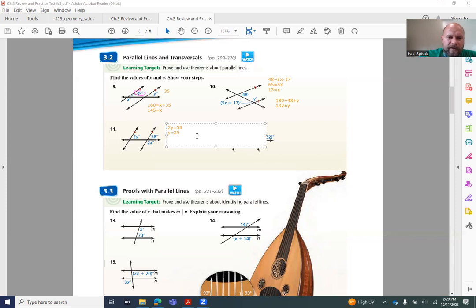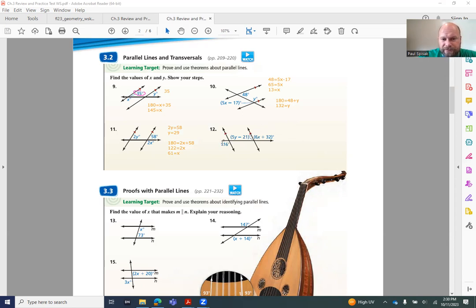Then we're going to do the same thing for the X value. So for the X value, this time, the 2X and the 58, those are going to be supplementary. So we're going to say 180 equals 2X plus 58. So then we can subtract the 58 from both sides. That'll bring us down to 122 is equal to 2X. And then we got to get rid of the 2 by dividing by 2. So 122 divided by 2 is going to give us 61. And that'll be our X value.